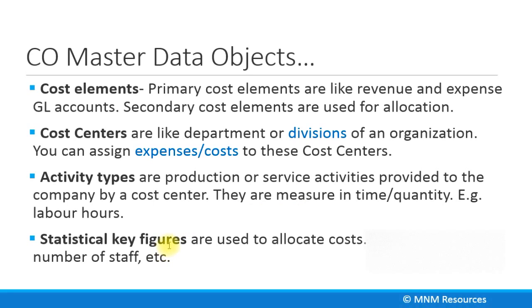You have another CO master data object called statistical key figures. So just like the word itself, they are static, and they are key figures which are usually used to allocate cost from one cost center to another cost center, or from one internal order to other cost centers, anywhere between two cost objects. When you want to allocate cost, you use a statistical key figure. And these key figures can be, for example, square meters or the number of staff. There are many different types of statistical key figures you can use, even values like revenues or certain expenses or certain cost of goods sold, and so on.